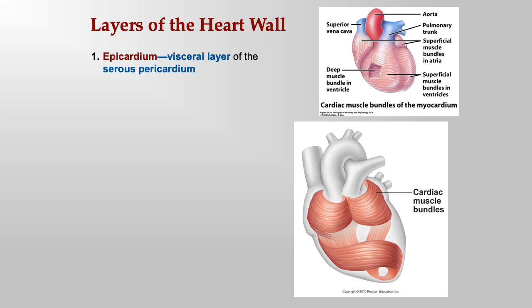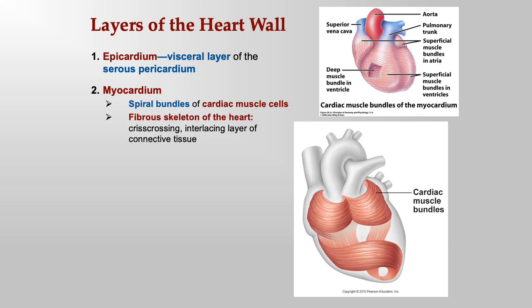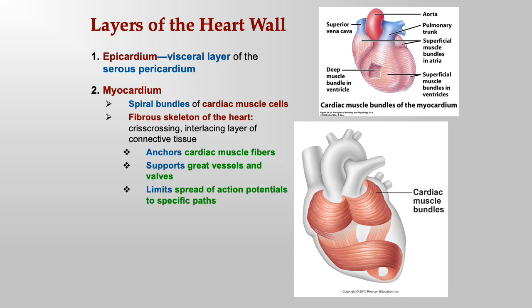So, layers of the heart wall. The epicardium is the visceral layer of the serous pericardium. That's on the outermost layer. Then myocardium, myo meaning muscle. These are spiral bundles of cardiac muscle cells, all right? The fibrous skeleton of the heart, a crisscrossing, interlacing layer of connective tissue. It anchors cardiac muscle fibers. Supports the great vessels and valves, like the aorta and the vena cava. Limits the spread of action potentials to specific paths.